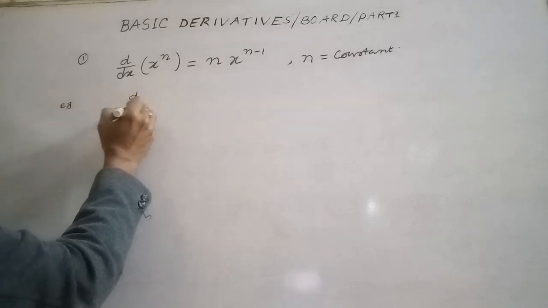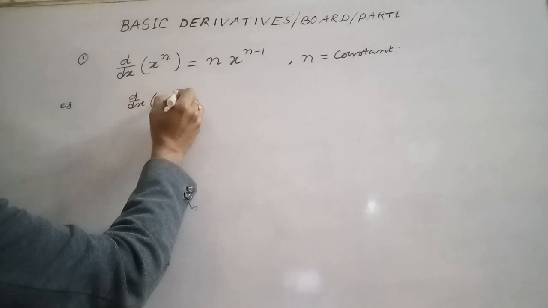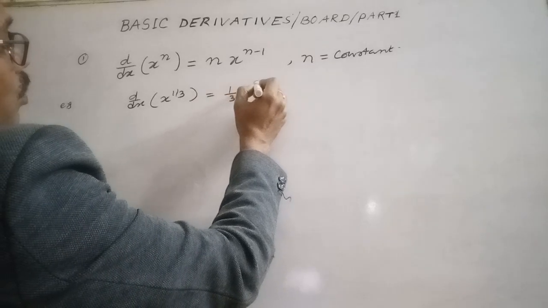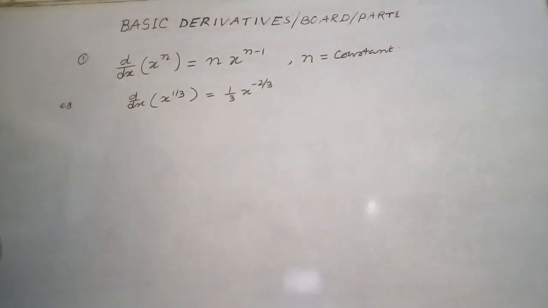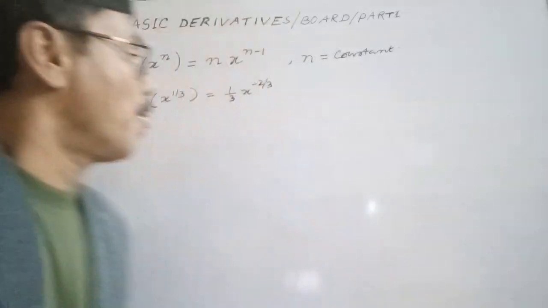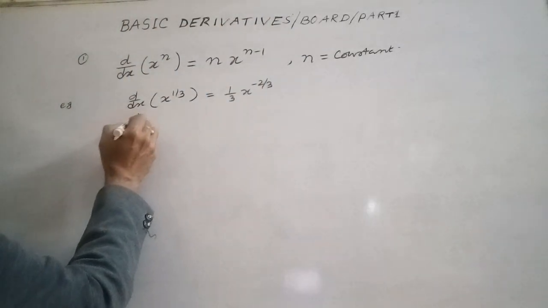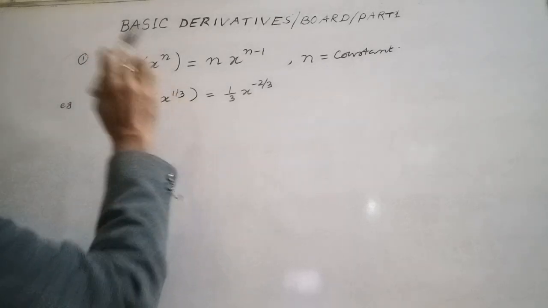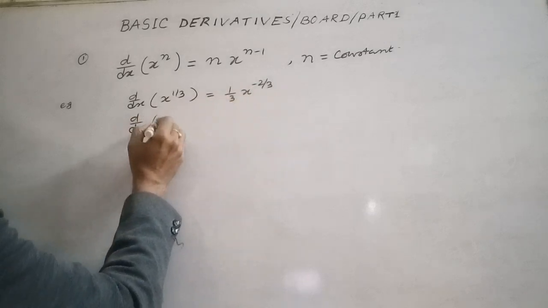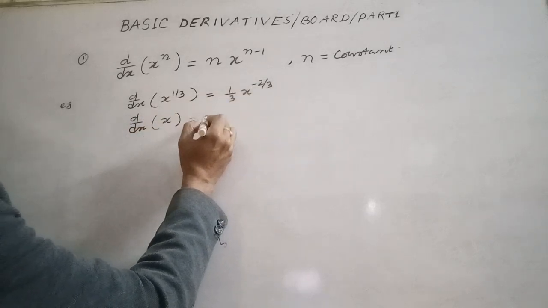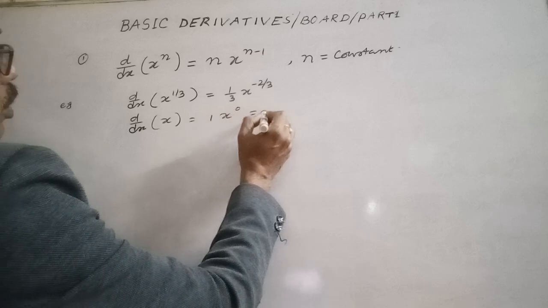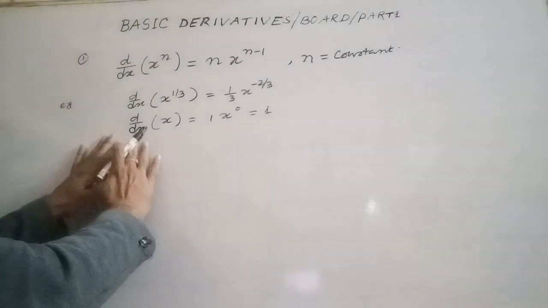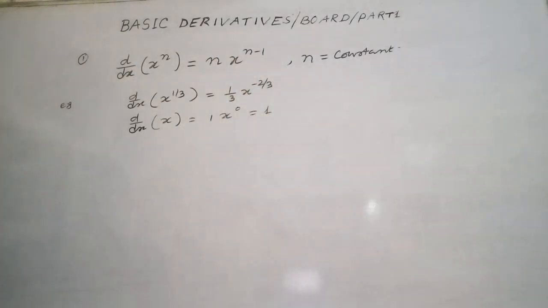d dx of x to the power 1 by 3. 1 by 3 is constant. So 1 by 3 into x to the power minus 2 by 3. Now d dx of x: power is 1, so 1 into x to the power 0. That is 1. So d dx of x is 1.